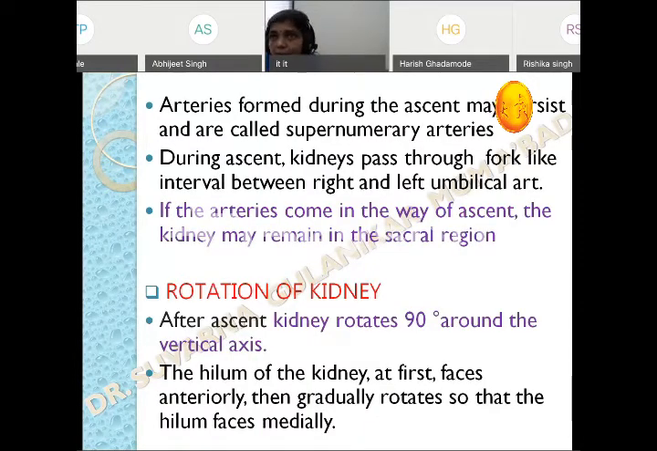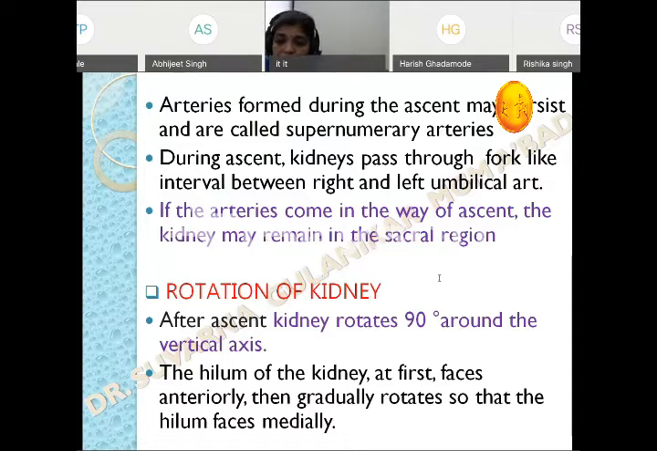What happens next? The last step is the rotation. Okay. So these arteries which are formed during ascent sometimes may persist. Many times you might have seen during dissection, additional arteries present which enter the hilum or through the upper or lower pole, and they are called supernumerary arteries or accessory renal arteries. Okay, they may persist. And during ascent, there is one more thing, that is the right and left umbilical arteries. They form a fork-like structure, and between these two, the kidney ascends.